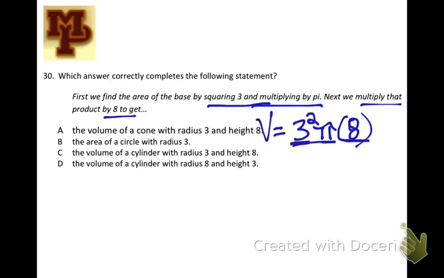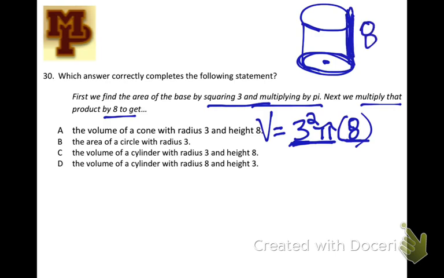So the area of the base, that's coming from a circle, cylinder. Area of the base, and then if you multiply that by 8, that would be the height. So this would be C. It's the volume of the cylinder with the radius of 3 and a height of 8.